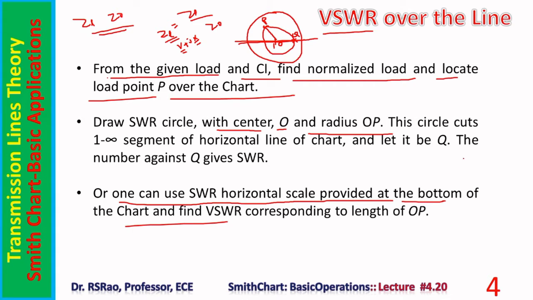See, normally the Smith charts also come with certain scales at the bottom. Several scales. One of them is the SWR circle, SWR scale. You transfer this distance OP over to this scale to find out SWR. So this is the process, this is the procedure by which one can find SWR over the line just by mere observation. No calculator is required, no computations are required.